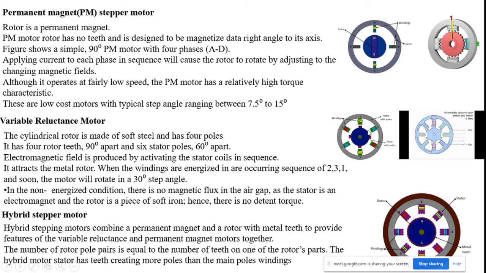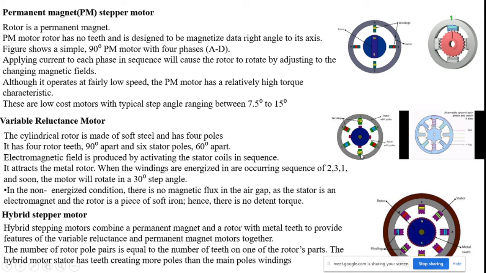The electromagnetic field is produced by activating the stator coils in sequence. So if I sequentially give the electromagnetic field to all six stators, it attracts the metal rotor when the windings are energized in the sequence 2, 3, 1. Likewise, the motor will rotate in a 30-degree step angle.